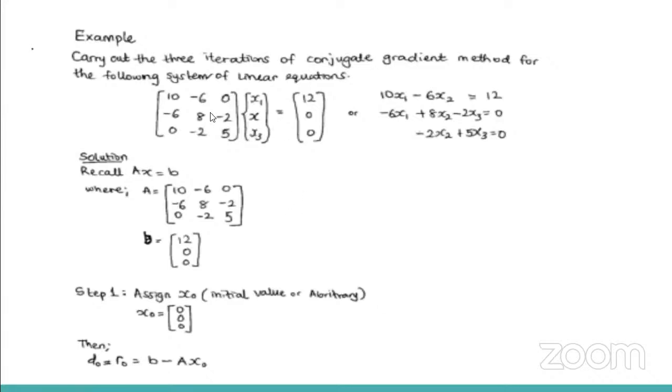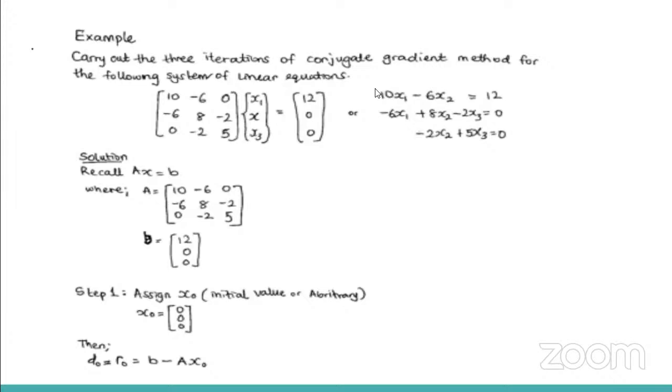For example, you might be given a question like this: carry out 3 iterations of the conjugate gradient method for the following system of linear equations. As you can see, we have something like Ax equals b. This is how equations usually look, though you might have larger ones. This is matrix A. This is x. Sorry, there's supposed to be x2 here. This is x1, x2, x3 equals this.